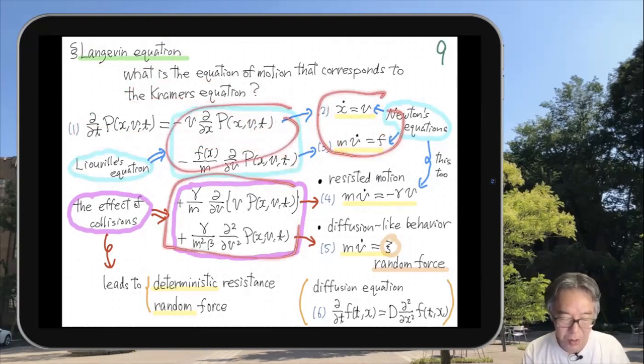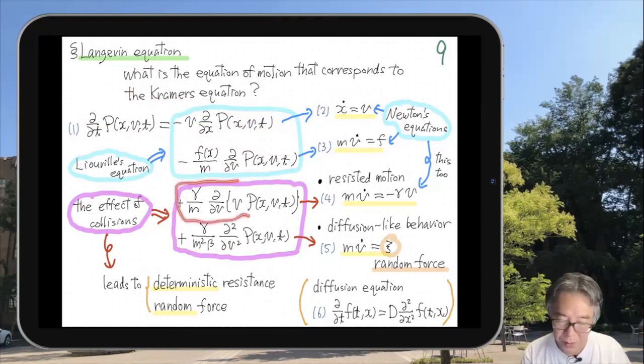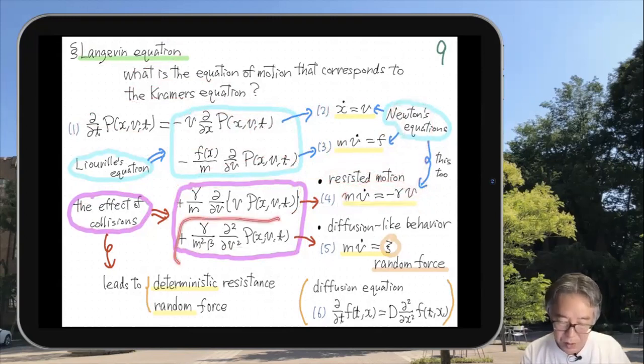But actually, this part is new because this part came from the effect of collisions between the Brownian particle and a bunch of water molecules. And so I will show you the answer from now on, and we will find that this first part corresponds to a very simple equation of motion that everybody learned in freshman physics class. This is the equation of motion for a resisted motion. So there is a resistance which is proportional to the velocity. Interestingly, this is a deterministic equation. So actually, this is also a Newton equation. And this part is different.